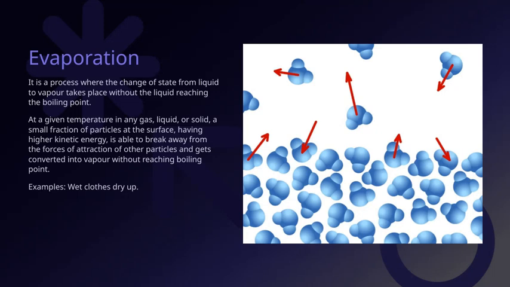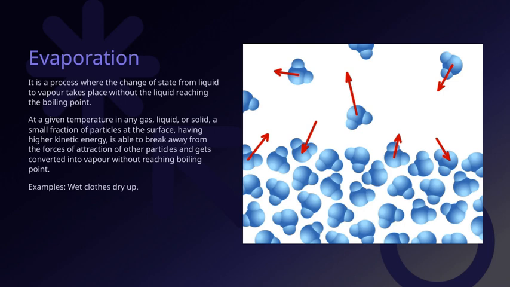Evaporation is a fascinating process where a liquid turns into vapor without actually reaching its boiling point. It's not just about heating up until the liquid boils. Instead, it happens at the surface of the liquid, even at temperatures below boiling. At any given temperature, some particles at the surface, especially those with higher kinetic energy, manage to break free from the attractive forces holding them in the liquid. These particles then escape into the air as vapor.